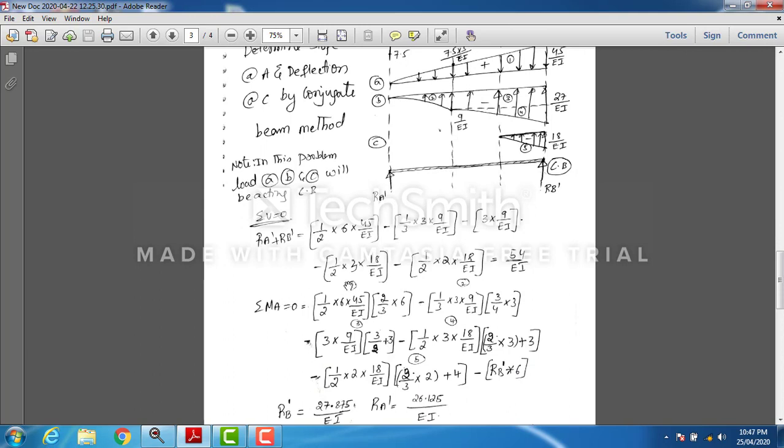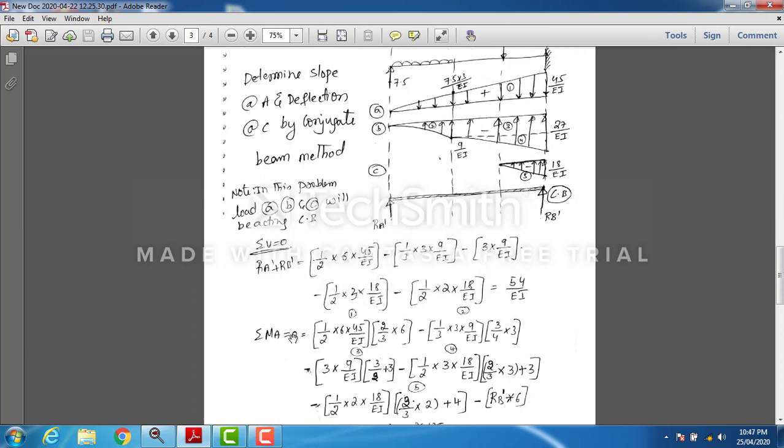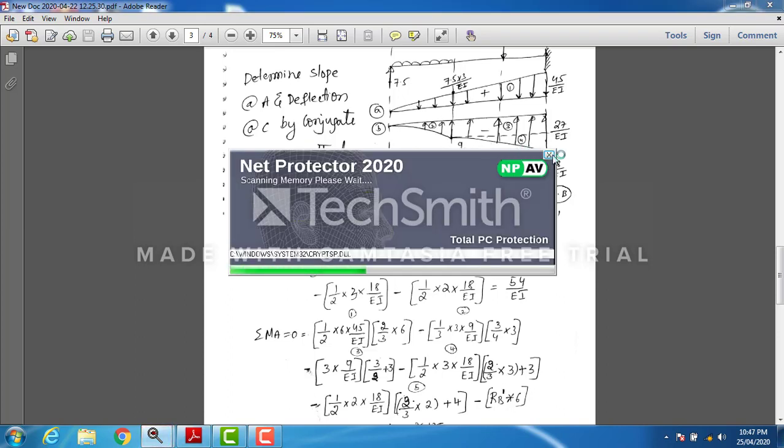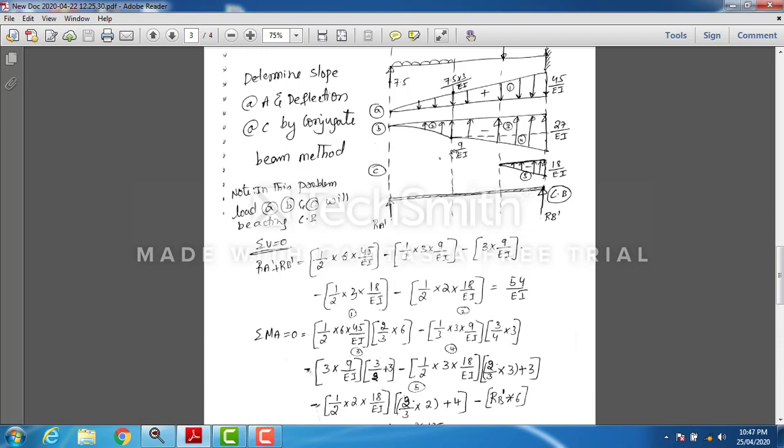Coming to moment about A. Here you can see load number A and load number C are standard, they are triangles, whereas load number B is not a triangle. It's a combination of a parabola and a straight line. So here I have divided load number B into standard sections.